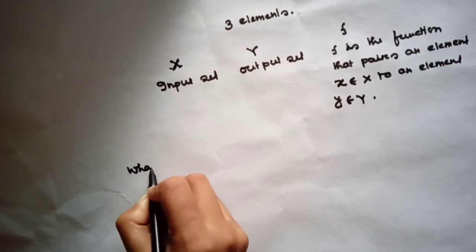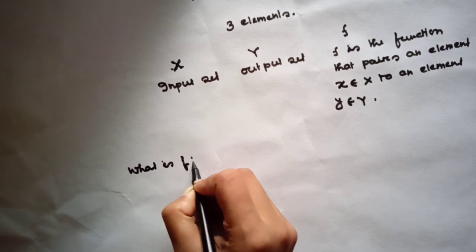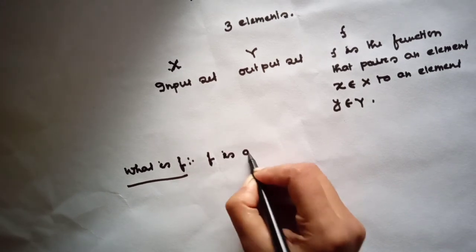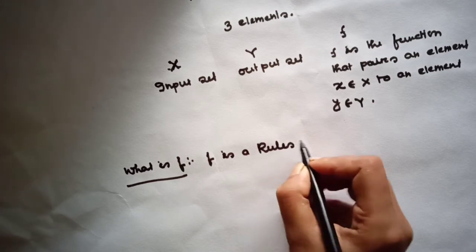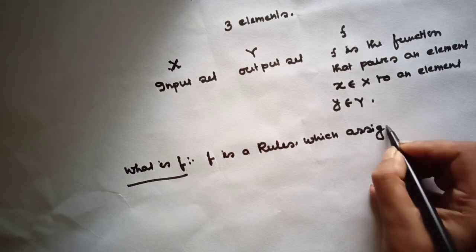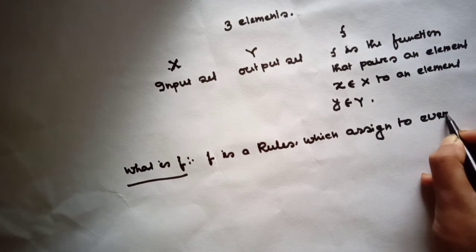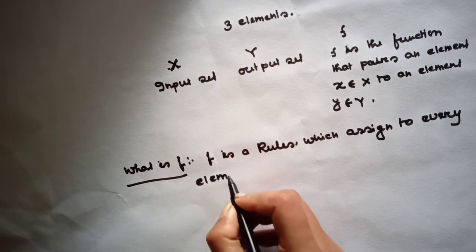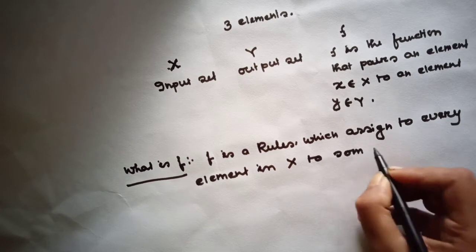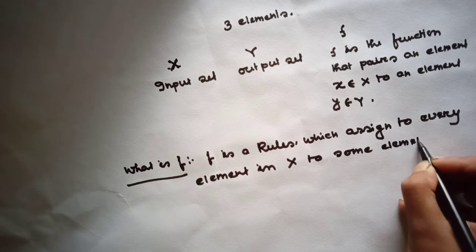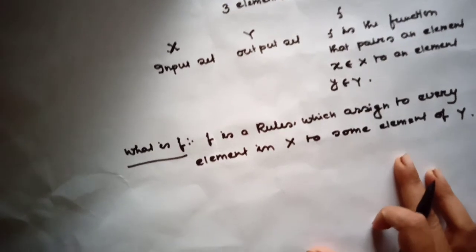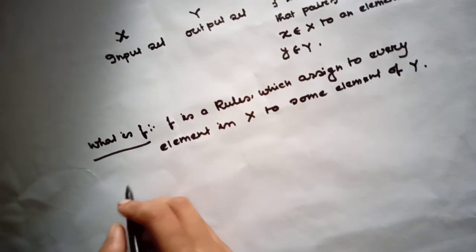What is f? Actually, f is a rule which assigns to every element in X to some element of Y. Have you understood? Okay. That means it is a pairwise.